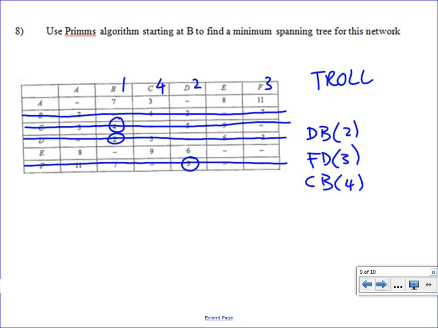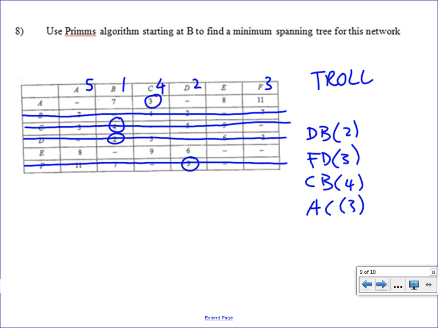And now looking down all 4 of my rows, I've got a 7 under B, a 3 and a 9 under C, a 6 under D, and 11 under F. So smallest is this 3, AC. So AC 3. Where have I got to? That was the list, so top. So I just brought in A.